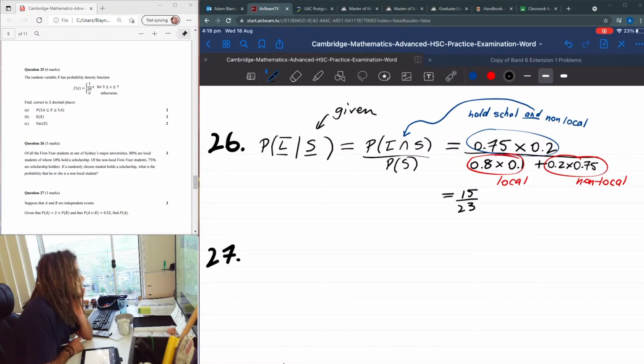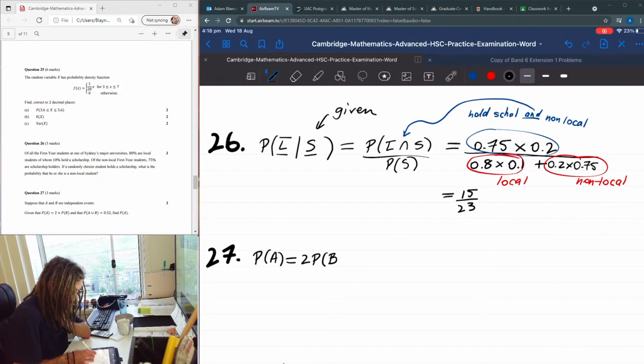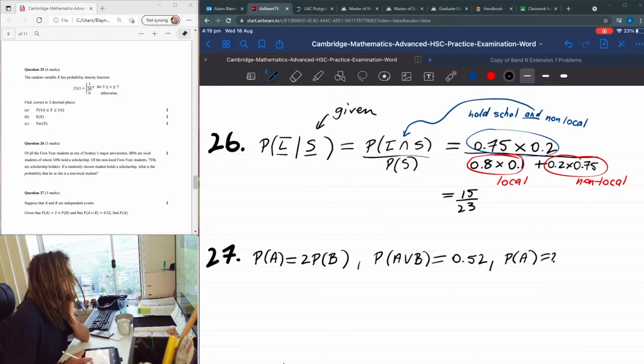Alright, suppose that A and B are independent events. Given that P(A), let me write that, probability of, what's A? Oh, okay, I'm not told anything about anything here. Probability of A is equal to 2 times the probability of B, and that the probability of their union is equal to 0.52. The probability of A is something that I don't know.